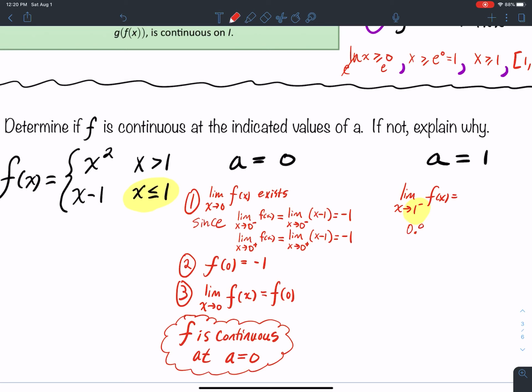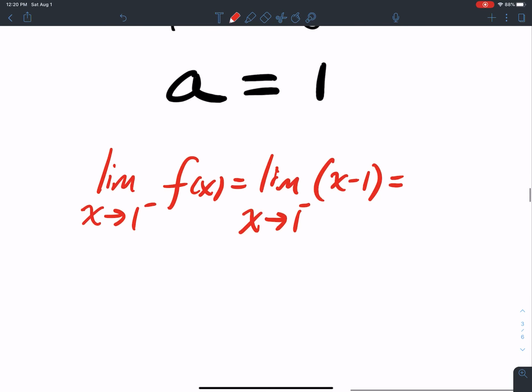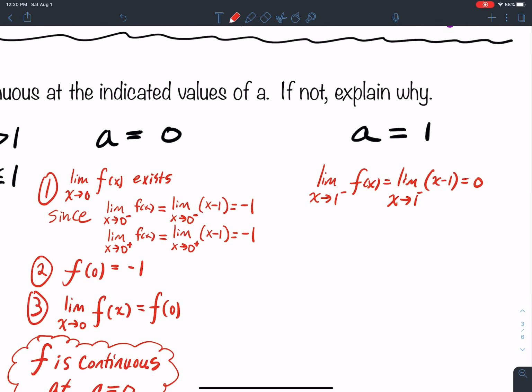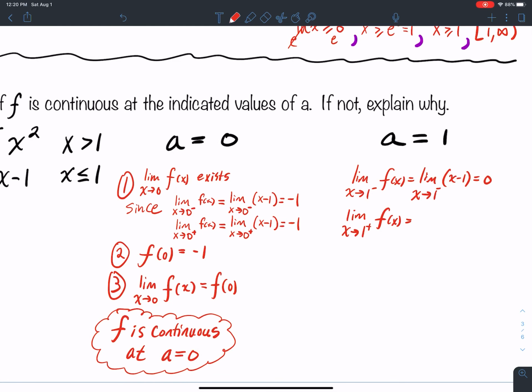So that's like 0.99, right? And so that's definitely going to be less than 1, so I'm dealing with this part of the function here. So I'm going to replace f of x with x minus 1. And whenever I plug in a 1 here, I get 1 minus 1, which gets me 0. So the left-hand limit is 0. Okay? Now the right-hand limit.